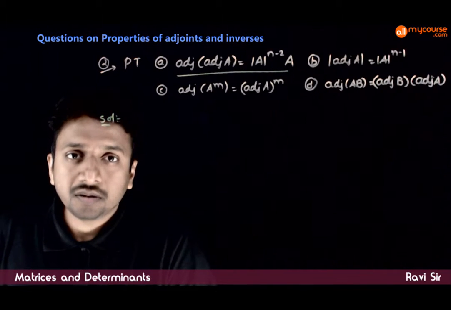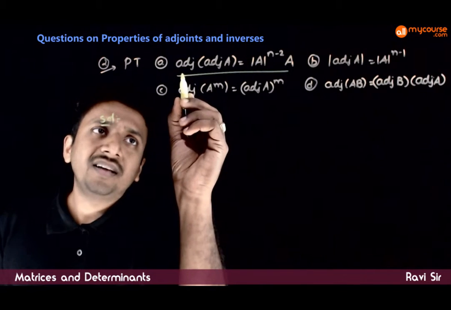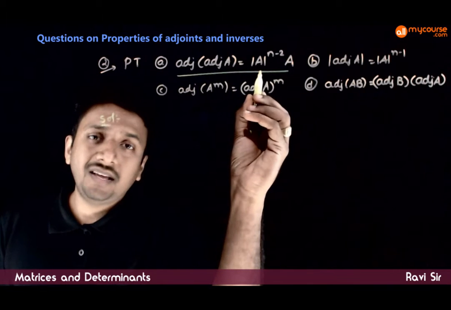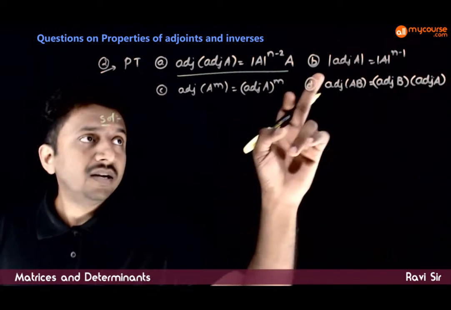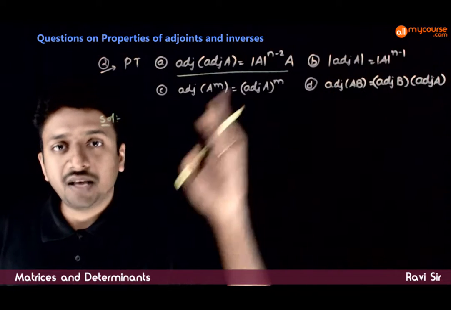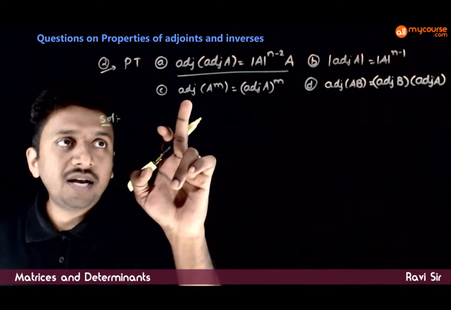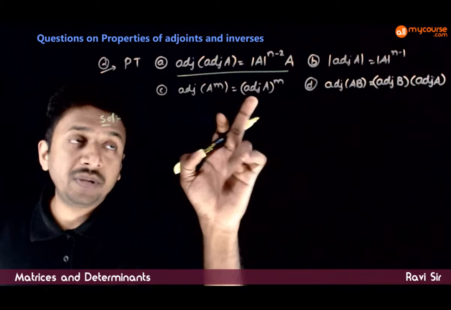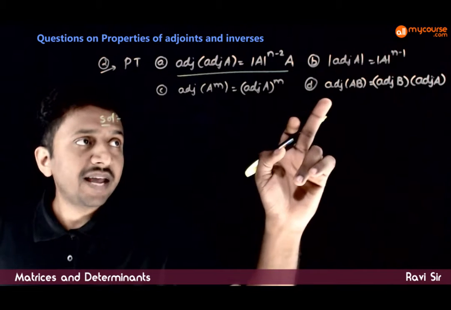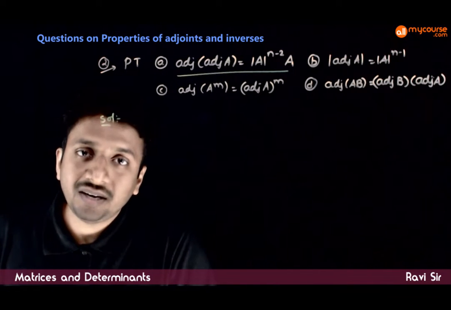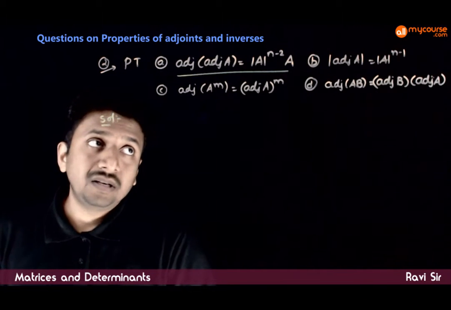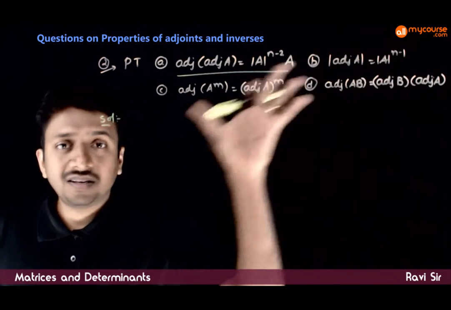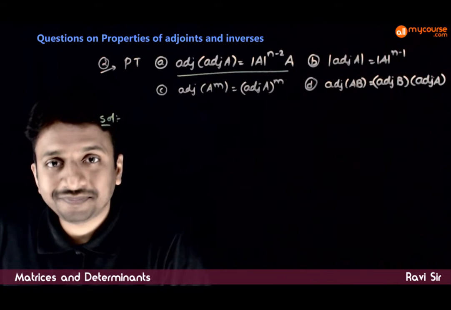In this question, you're asked to prove that adjoint of adjoint A is equal to (det A) to the power n minus 2 times A. Det of adjoint of A is (det A) to the power n minus 1. Adjoint of A to the power m is (adjoint A) to the power m. Adjoint of AB is adjoint of B times adjoint of A. So now, let us start with the result B.